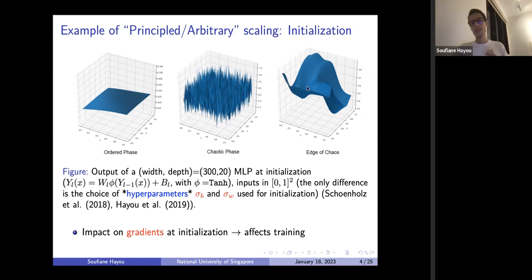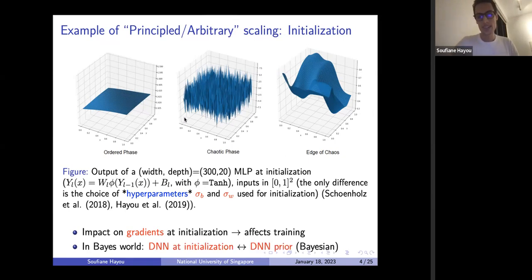So you ideally want something like this. You want the network output to be something like this, something that is well behaved. Okay, right. Also, this has an important application in Bayesian statistics. So you can think of the network at initialization as the prior in Bayesian terms, right? So understanding what the prior looks like is very important, right?